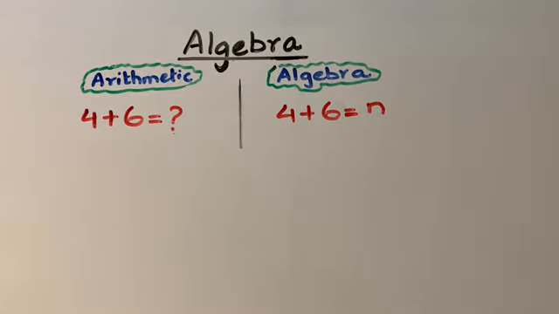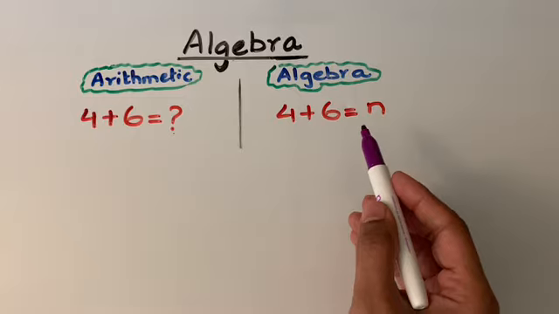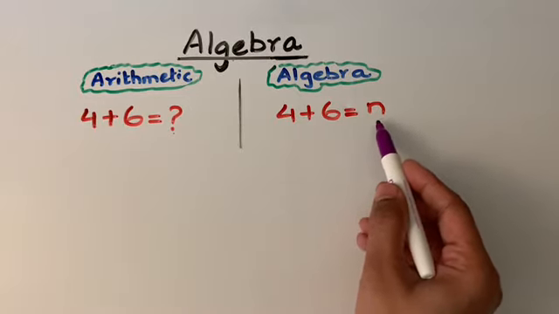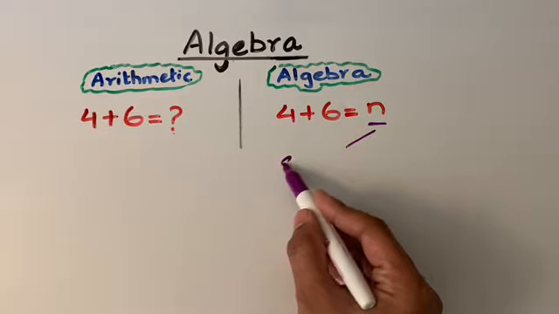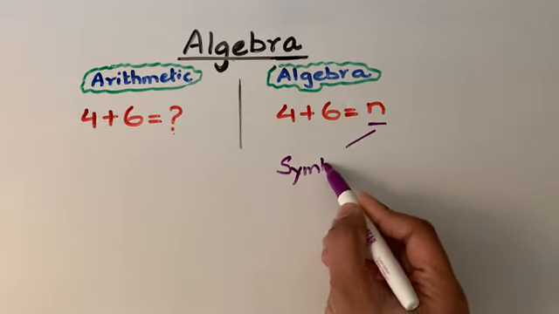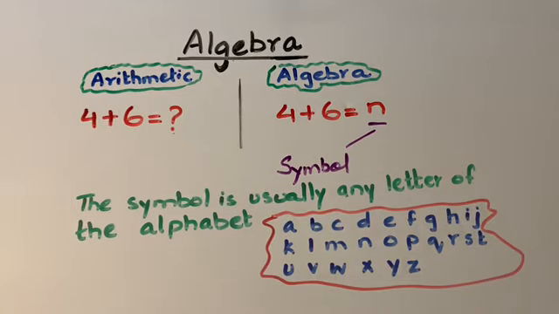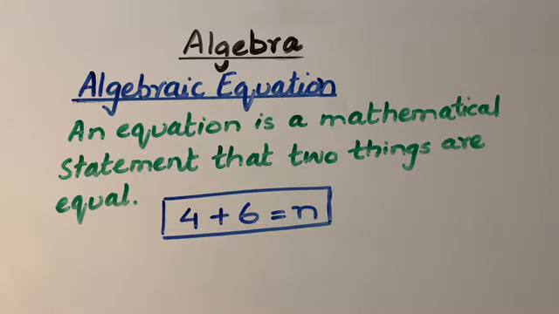In algebra, we don't know what a number is, yet we use a symbol in its place. Here, n is a symbol. The symbol is usually any letter of the alphabet. What is an algebraic equation? An equation is a mathematical statement that two things are equal. 4 plus 6 equals n. Here n is the placeholder that stands for the number that we don't know yet.